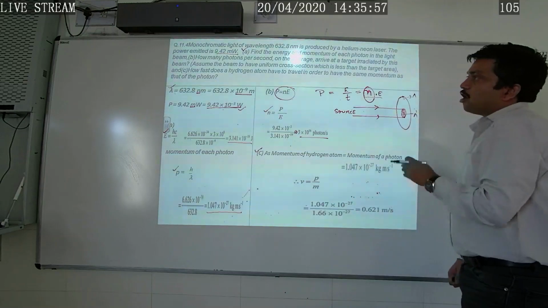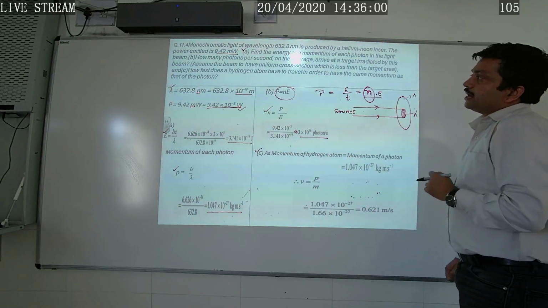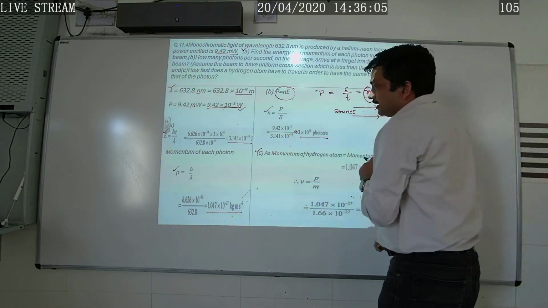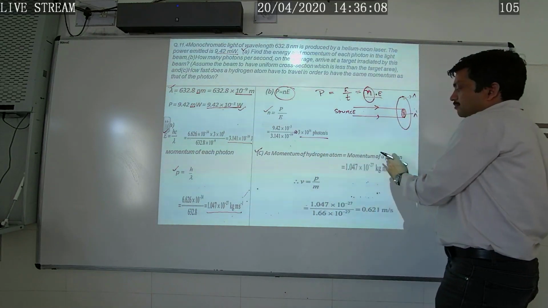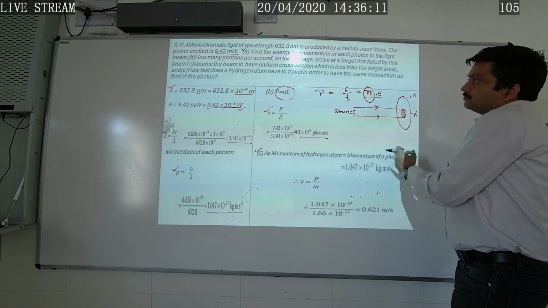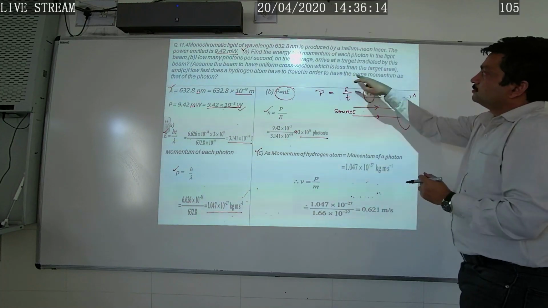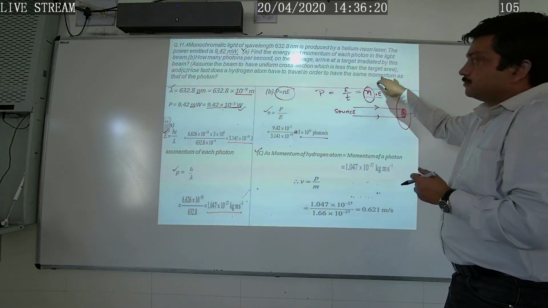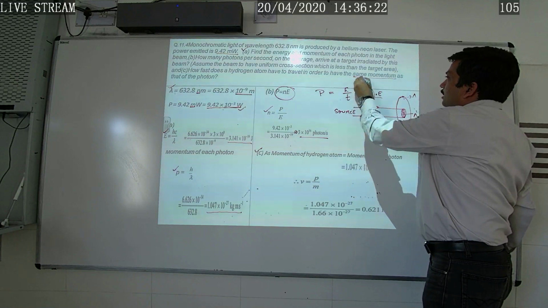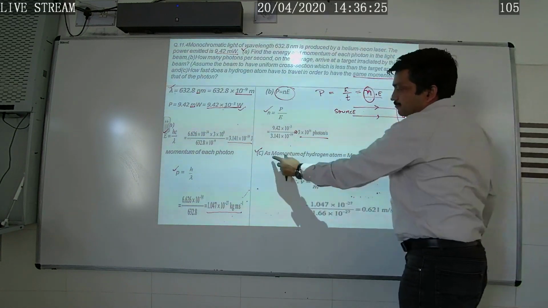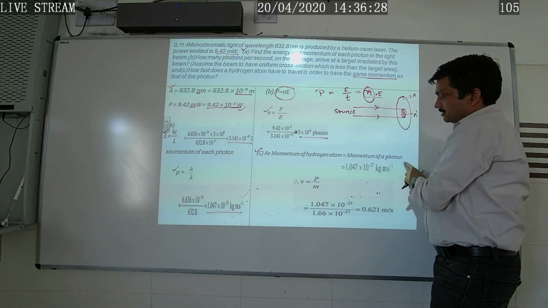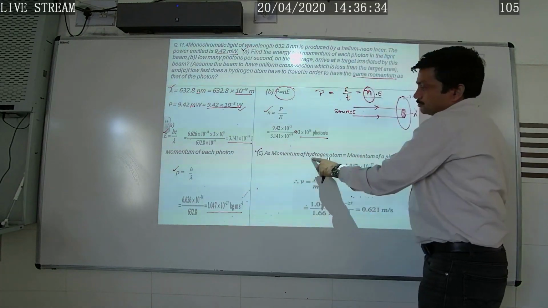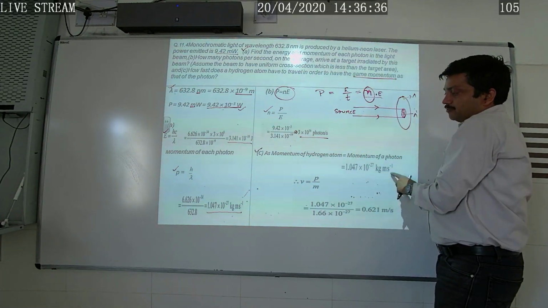Now in the C part, it asks how fast the hydrogen atom has to travel in order to have the same momentum as that of the photon. Here the momentum of the hydrogen atom will be equal to the momentum of the photon, because the problem says in order to have the same momentum. The answer lies in this phrase. So momentum of hydrogen atom equals momentum of photon, which we have already calculated, so the momentum of the hydrogen atom will be this much.